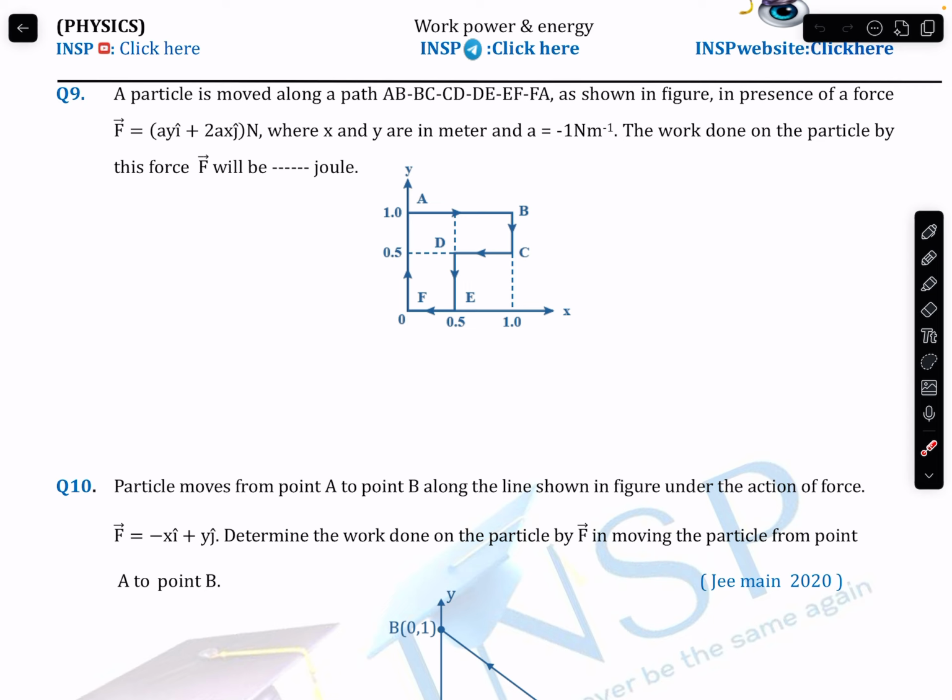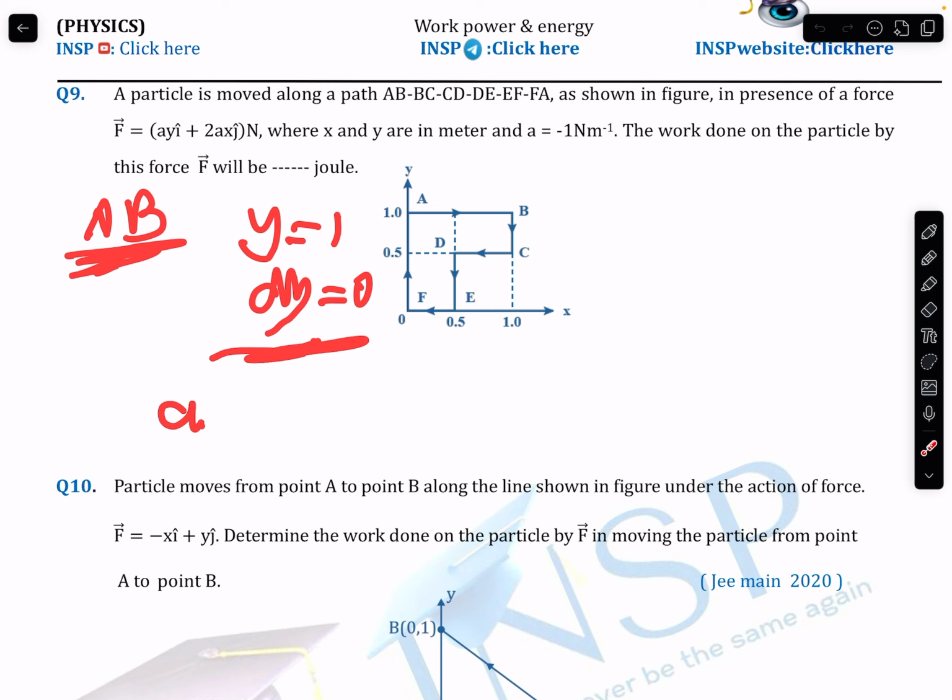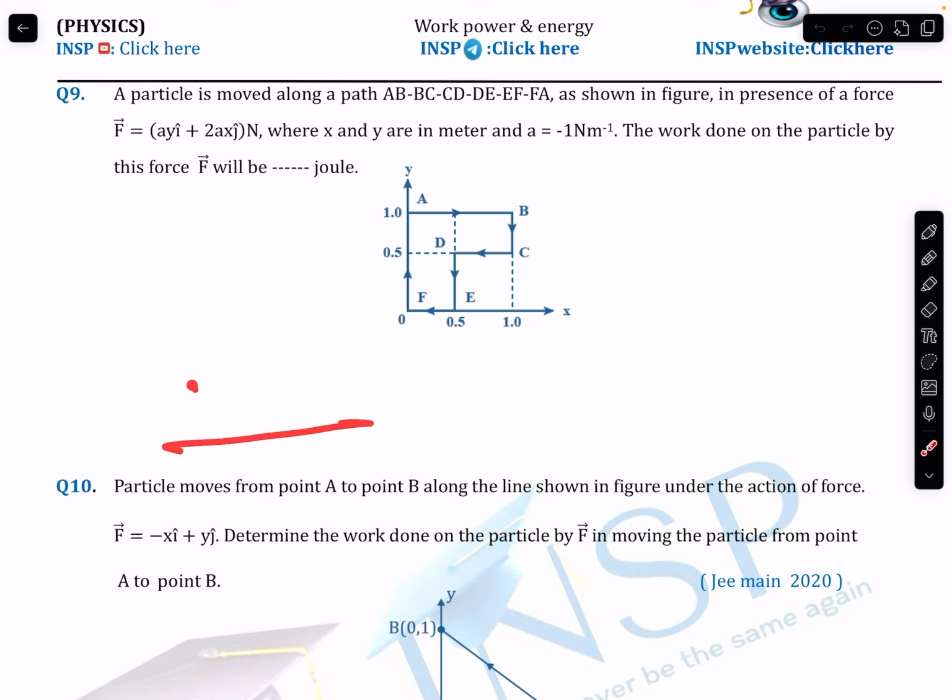However, you can see it's on the easier side only. Like you take the AB path. The AB path properties are y is 1, dy is 0, and only x varies. So a y dx, because dy is 0, so a y dx is coming, and the y value is 1 here, so a dx, and the limit goes from 0 to 1. So like this we can calculate.